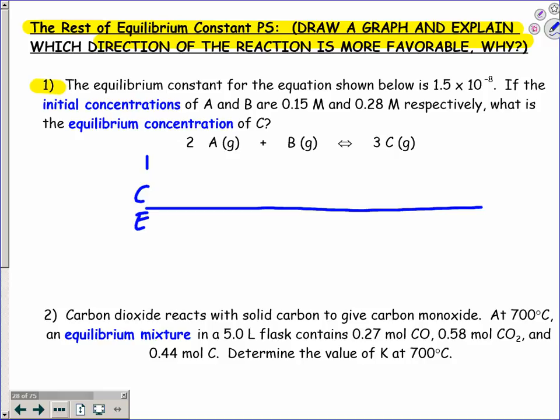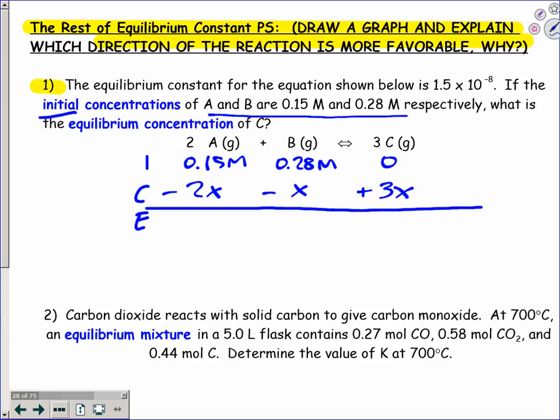Initial conditions of A and B are 0.15 and 0.28. By omission, it's telling you that there is no C initially. So we know A and B have to react to form C. How much of A should I subtract? Minus 2x. I don't know what the amount is, but I know I can solve for it. I know there's a ratio, 2x to 1x to 3x. So how much of B do I subtract? 1x. How much of C do I make? 3x.